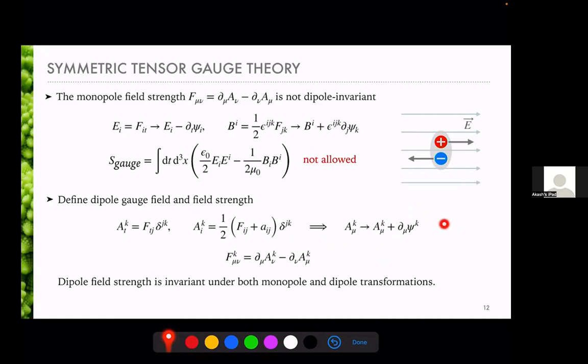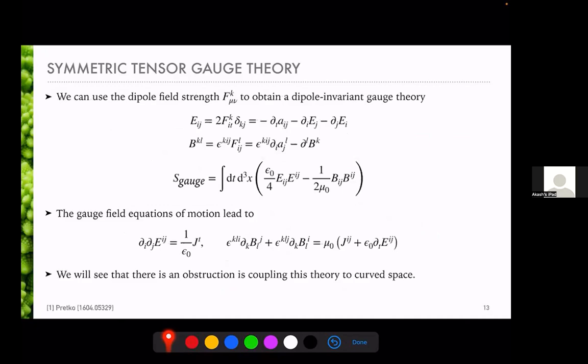But if this is a transformation, then I know precisely well how to construct invariants. I can construct an invariant like this. So this is just an anti-symmetric derivative of this A mu k, and of course, this combination will be invariant under this transformation. So this new guy here, Fk mu nu, is invariant under both monopole as well as dipole transformations.